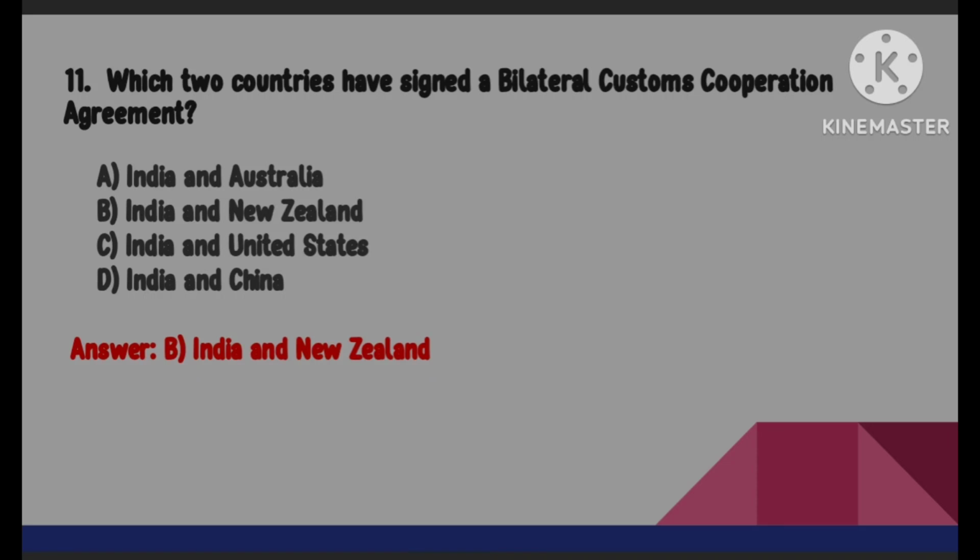Which two countries have signed a bilateral customs cooperation agreement? Option A, India and Australia. Option B, India and New Zealand. Option C, India and United States. Option D, India and China. And the right answer is option B, India and New Zealand.